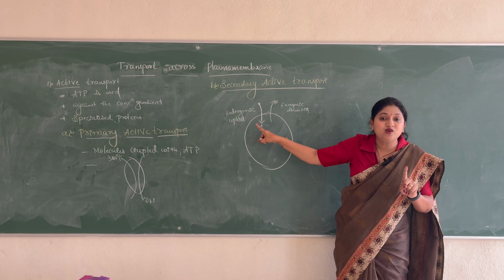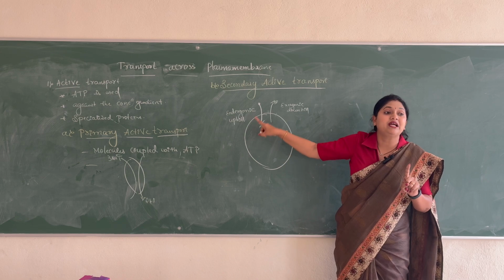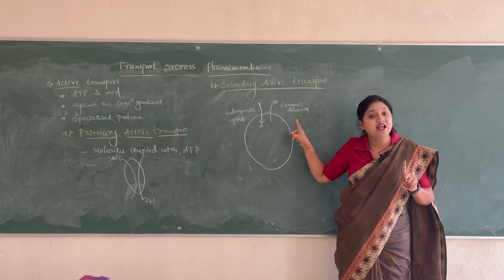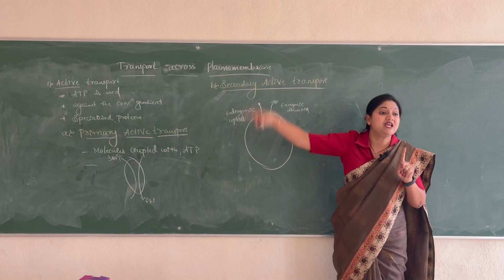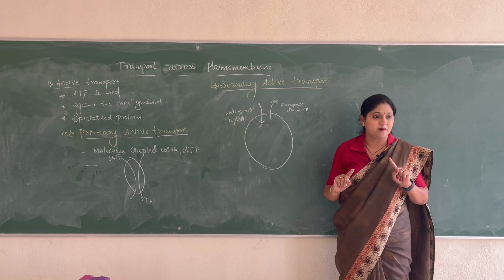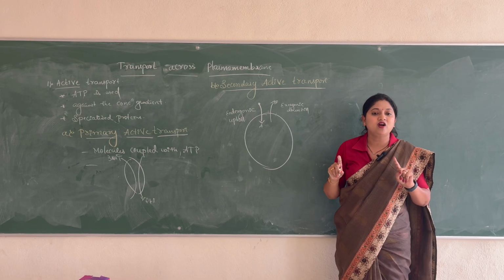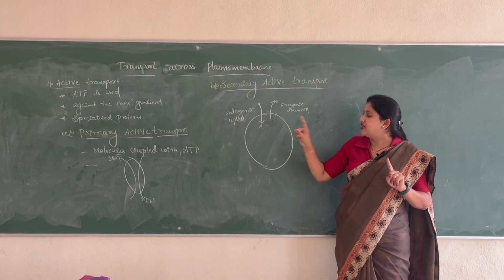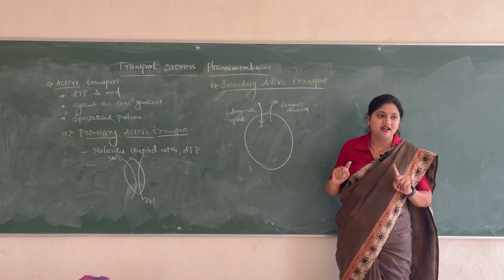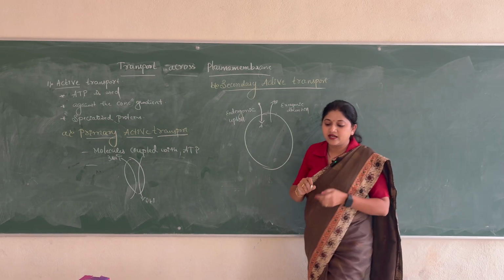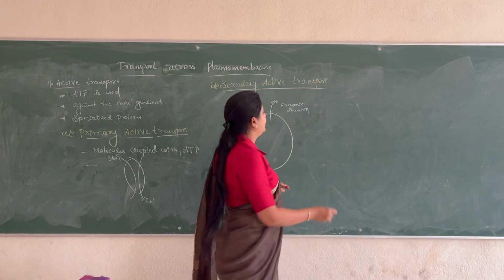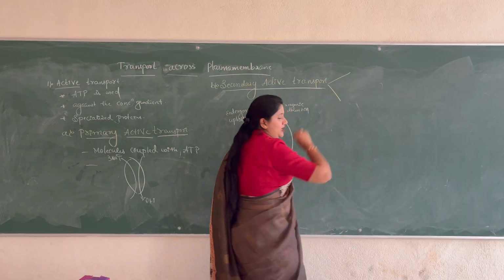For this molecule to undergo uphill transport, it should be coupled with the downhill transport of one more molecule which has previously undergone uphill transport. You got it? So that is called secondary active transport. In secondary active transport, we see two mechanisms.